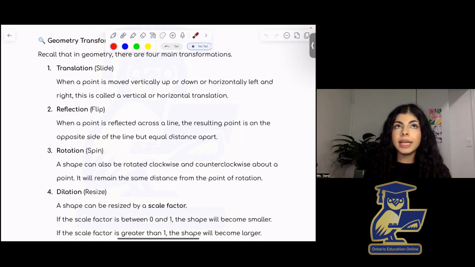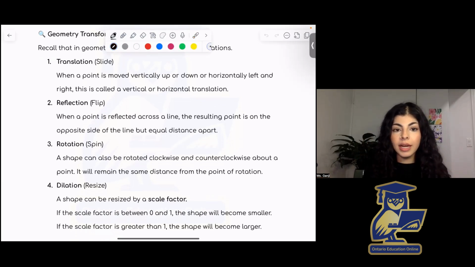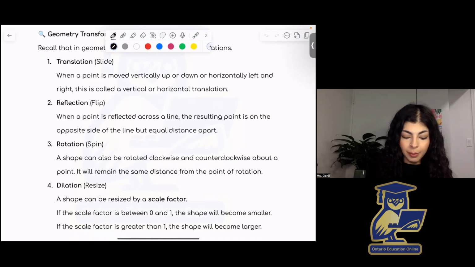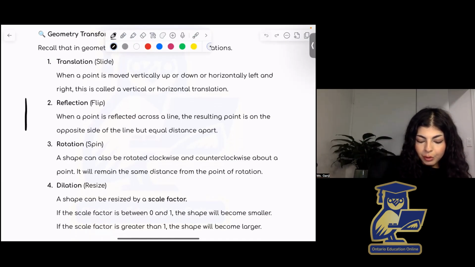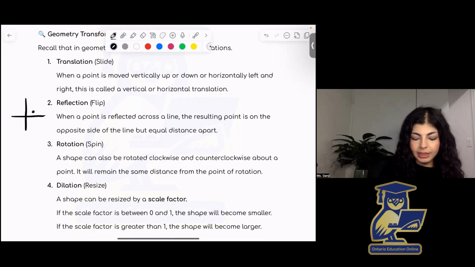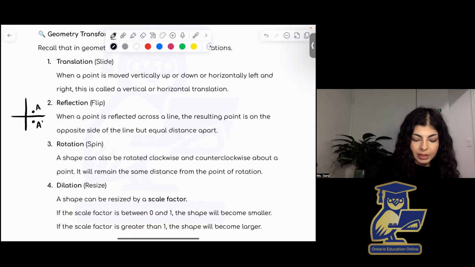So reflection is when you reflect a point across a line, and the reflecting point is going to be on the opposite side of that line and equal distance apart. So typically you might have seen reflection across the x and y axis. So starting with my point A, I might reflect in the x axis to get A prime, and then reflect in the y axis to get A prime prime.